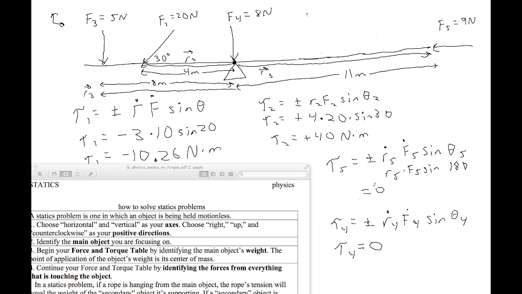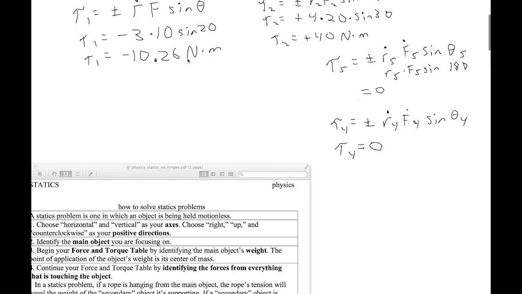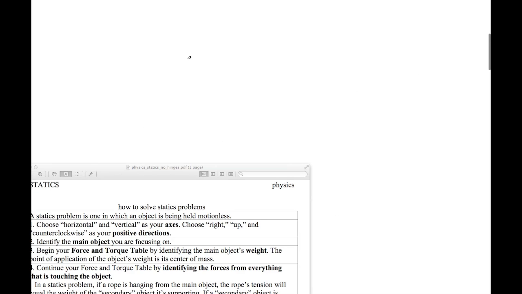Okay, very good. All right, so that's a good review of those basic ideas for calculating torque. The most important thing there is to remember, what's the definition of theta?